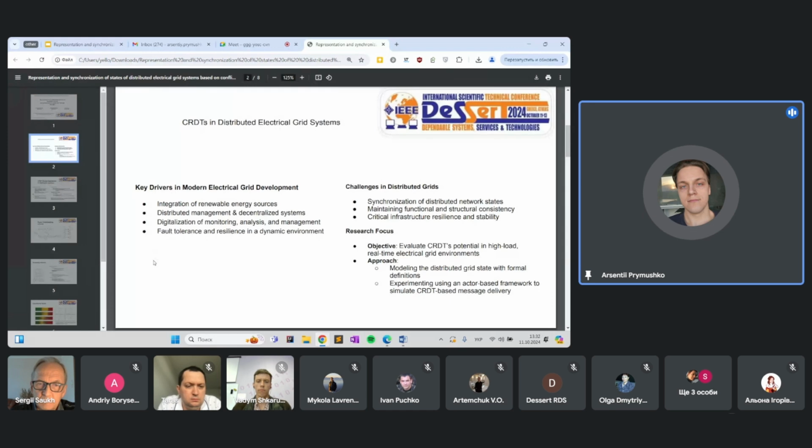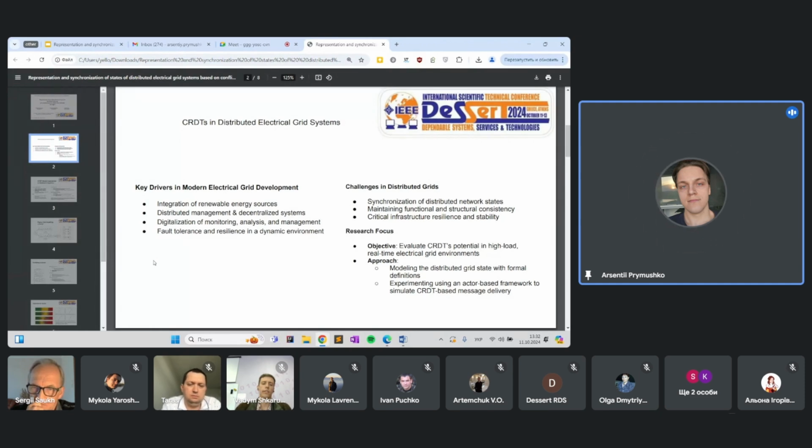So for now, our modern electrical grid development is driven, majorly, by integration of renewable energy sources. It will be a big deal for Ukraine as well in the future. The other topics cover distributed management with decentralized systems, digitalization of monitoring, analysis, management, and fault tolerance and resilience in dynamic environment.